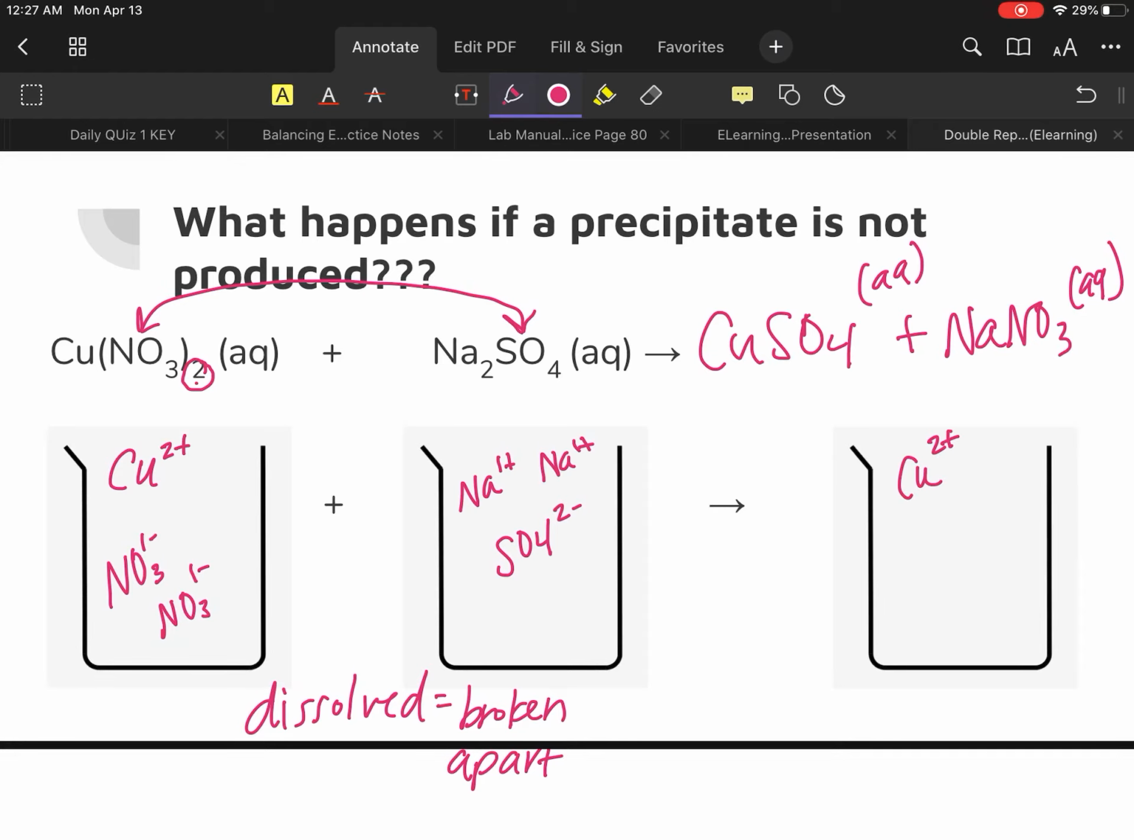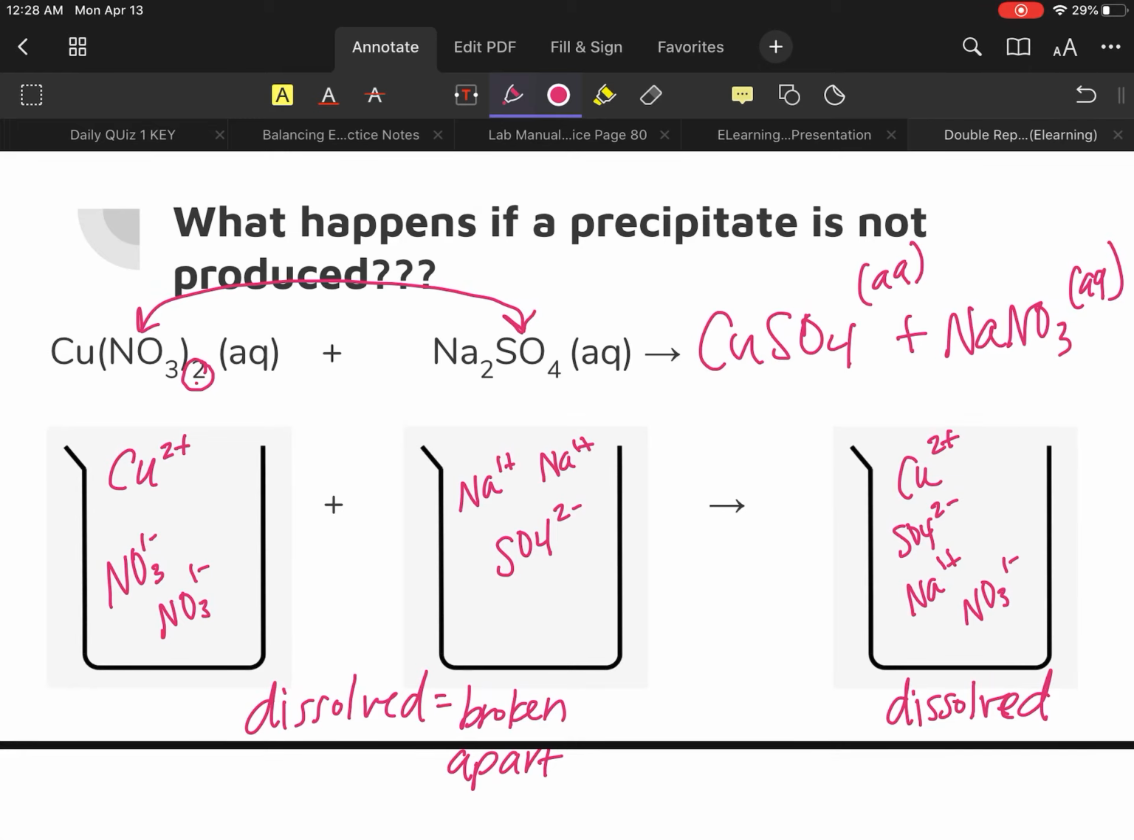Well, that means that in my solution, it just looks basically like my starting solutions looked like. Everything is dissolved. Nothing is a solid. Okay, so actually in this case, if I actually went into the lab and did this, I wouldn't see that nice, pretty color change or precipitate form. I actually wouldn't see anything happen because all of these are dissolved.